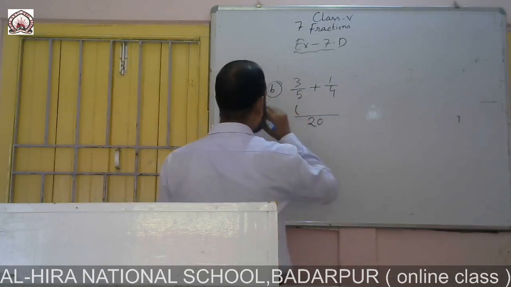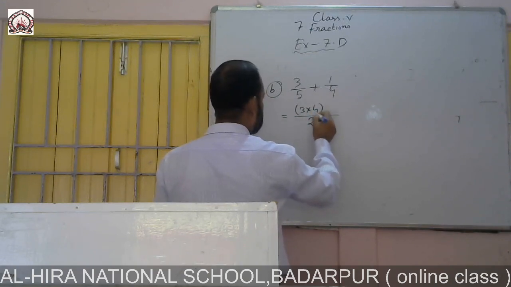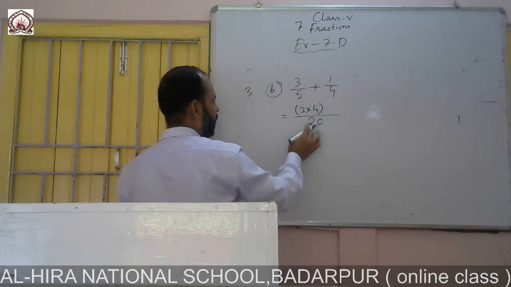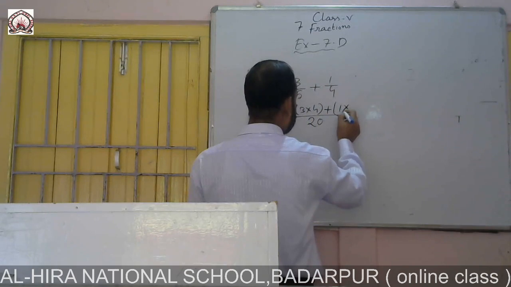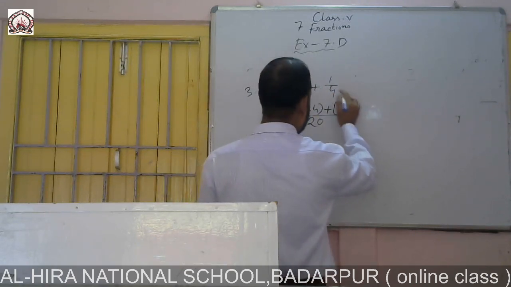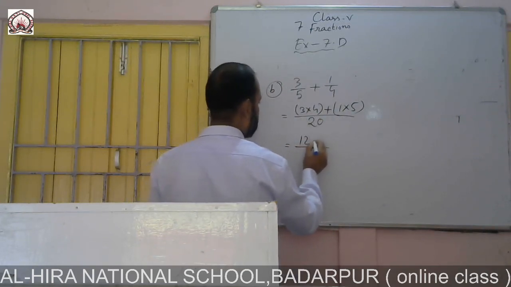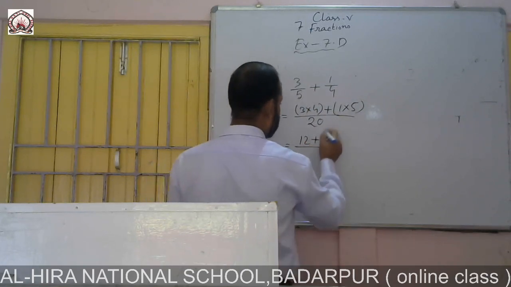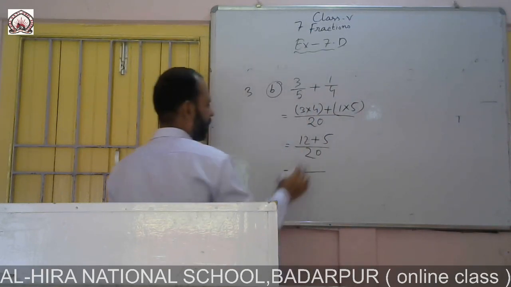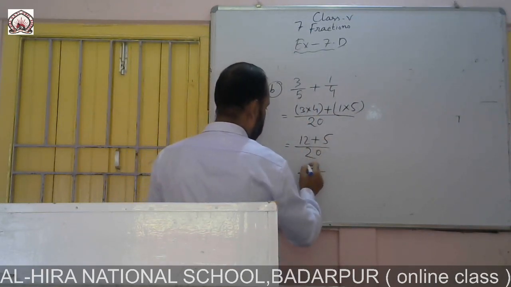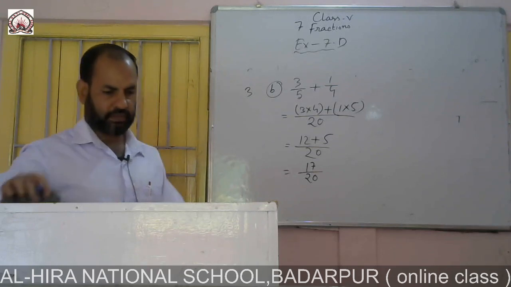So here 3 into 4, because 5 4s are 20, plus 1 into 5, 4 5s are 20. Now 12, 3 4s are 12, plus 5, 1 is 5, by 20. Now 12 plus 5 equals 17 by 20. Answer is 17 by 20.